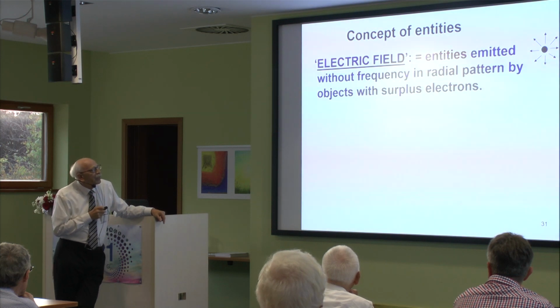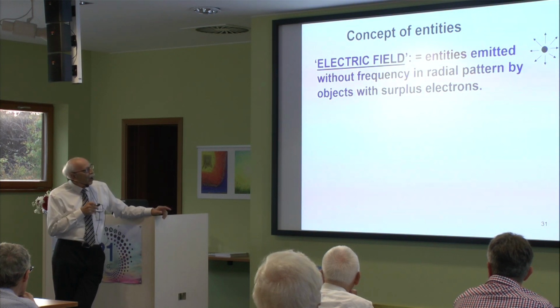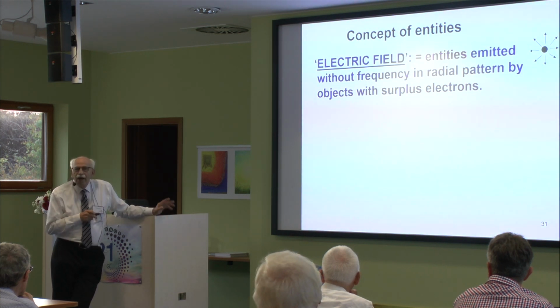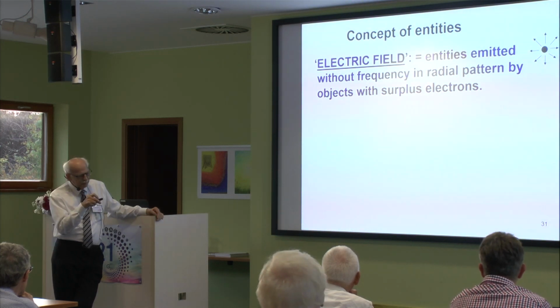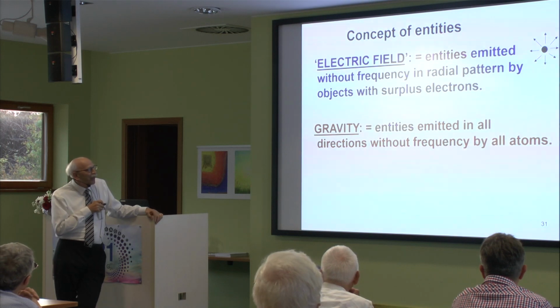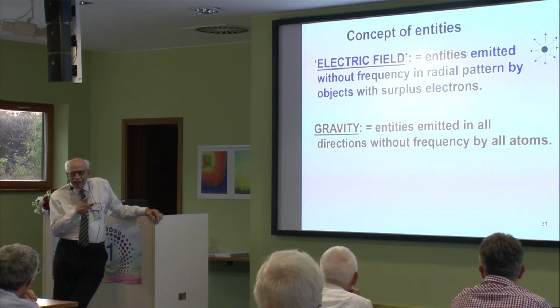Electric field is probably this: entities emitted without frequency in a radial pattern by objects with a surface electron. Maybe that's not true, but maybe that's true. So keep an open mind, okay? Gravity would be entities emitted in our direction without frequency.